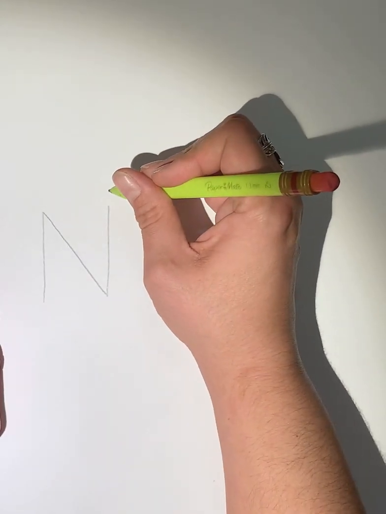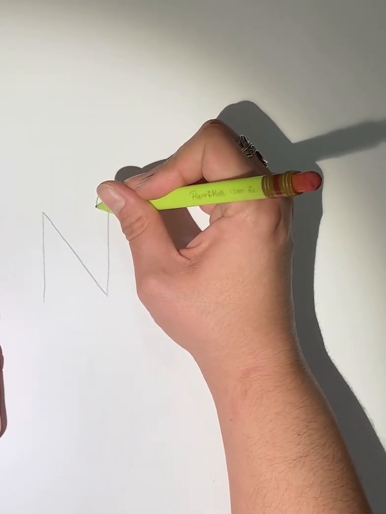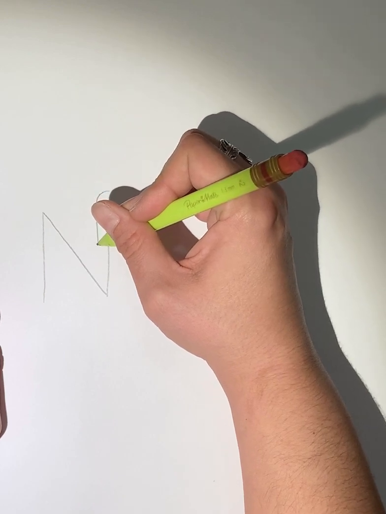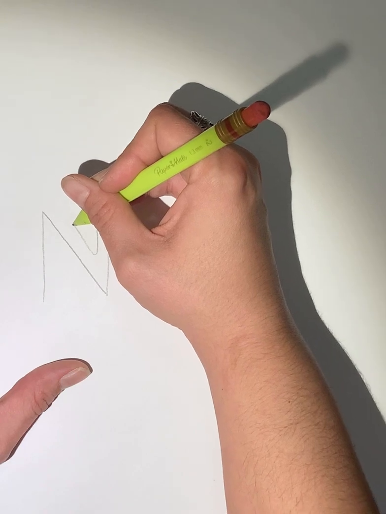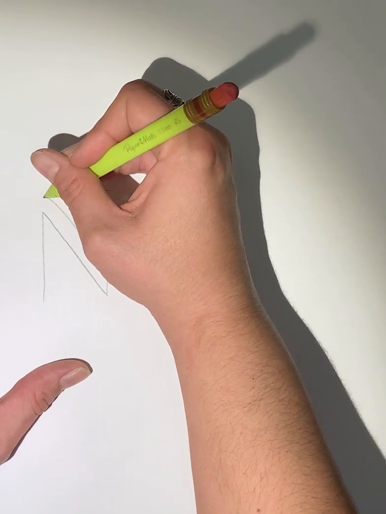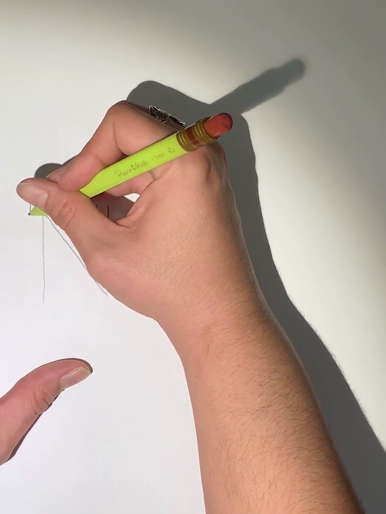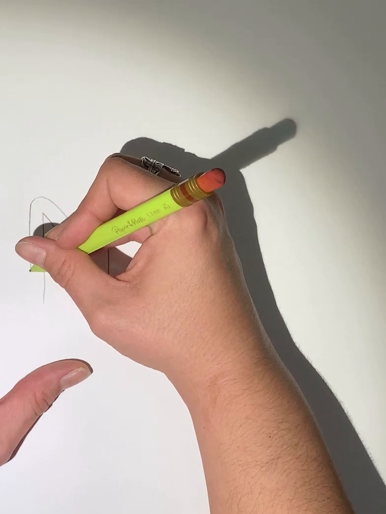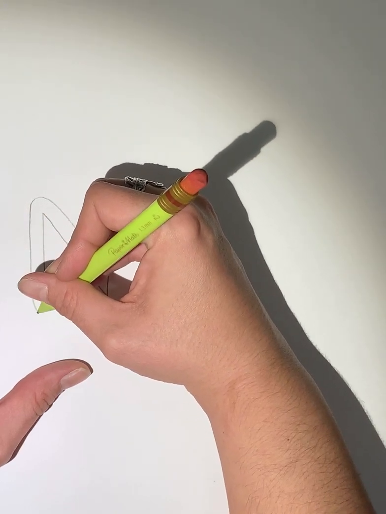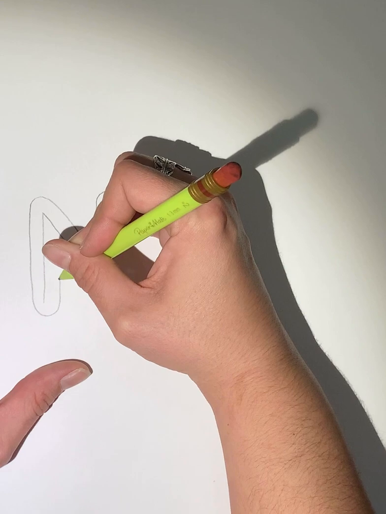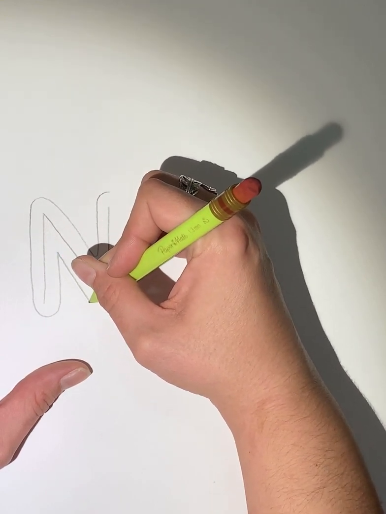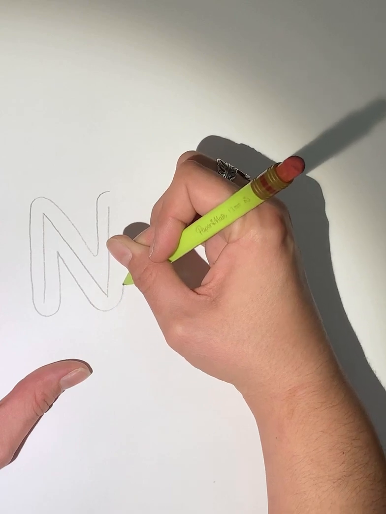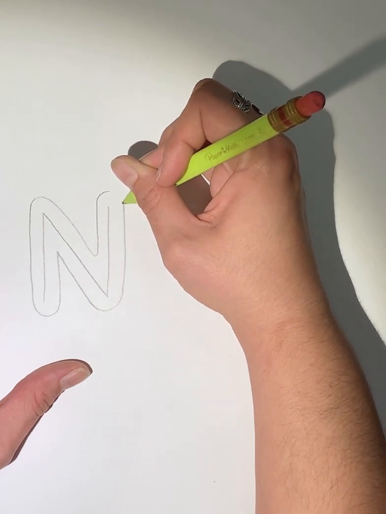So you want to start at one end of the letter and slowly circle around it. And you can adjust how wide your letters are by leaving more or less space around it. So I'm going to go slowly, and I'm just using the shape of the letter to guide me. Okay, I'm going to go down here until I meet back up with where I started.